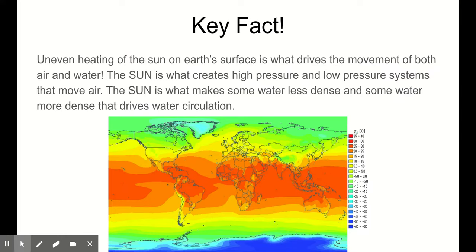Okay, one reminder, we already talked about this: the uneven heating of the sun on Earth's surface is what drives the movement of both air and water, because the sun creates those high and low pressure systems that move the air, and then the sun makes some water less dense by warming it up, and some water more dense by not warming it up, and that drives water circulation as well. So it all comes back to one of our principles of sustainability, the sun.